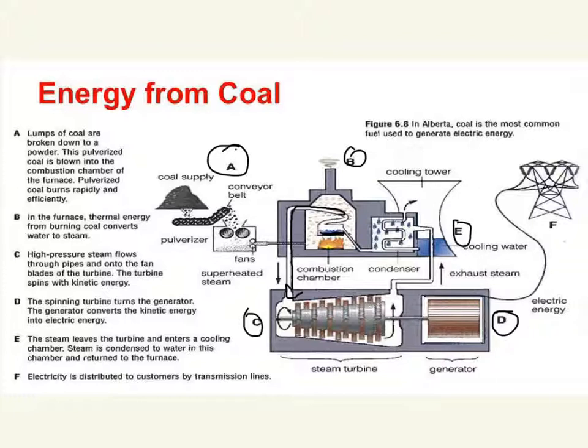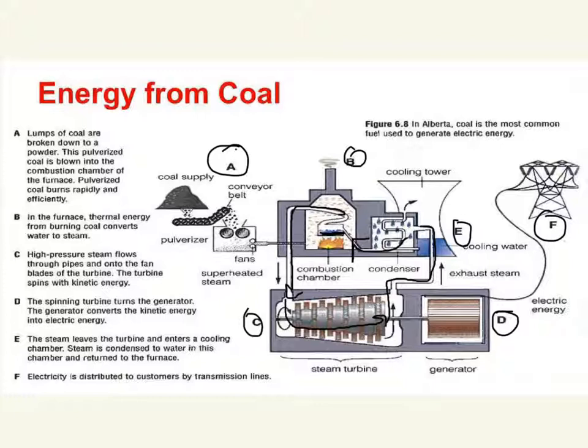Then we go to E. The steam leaves the turbine and enters a cooling chamber. The steam is then condensed to water in this chamber and is returned to the furnace. So it's a complete cycle: the water comes through the steam turbine, back up where it's cooled, and then we go back through the process. When it's cooled, it turns back into liquid water instead of water vapor.